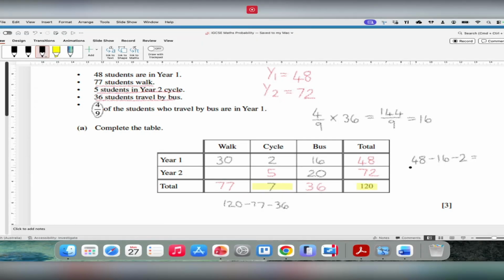Let's do the same with the year 2 students. 72 minus 20 minus 5 is equal to what? Let's quickly punch this into our calculators. We get 47. Okay, and you can verify your answers.